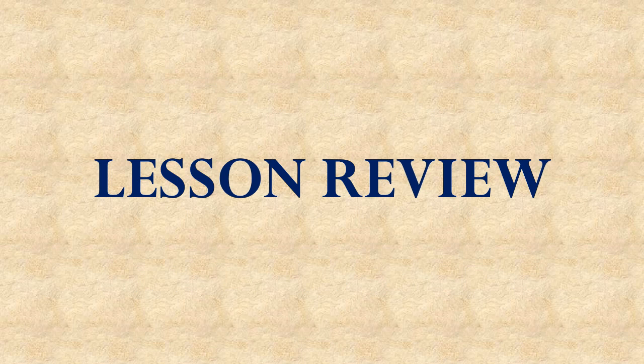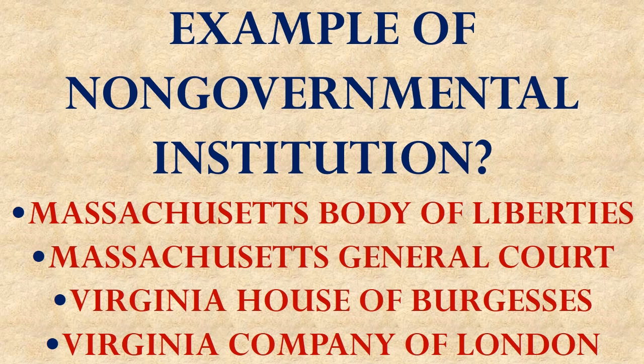So now let's summarize what we learned in this lesson with some questions. First of all, which is an example of a non-governmental institution? Is it the Massachusetts Body of Liberties, the Massachusetts General Court, the Virginia House of Burgesses, or the Virginia Company of London? Now, hopefully you'll recall that the correct answer is the Virginia Company of London. That's who settled Jamestown in Virginia, that I used as an example in this lesson of a non-governmental institution, a business organizing people's lives in that area.